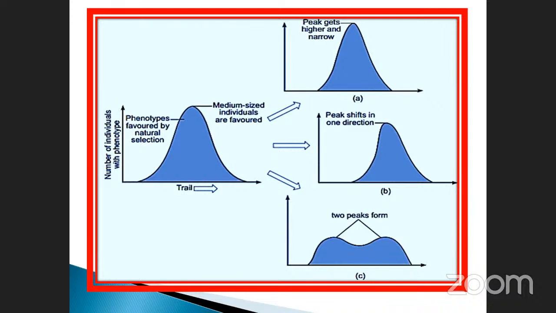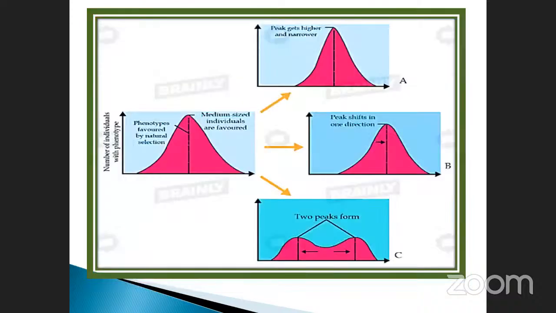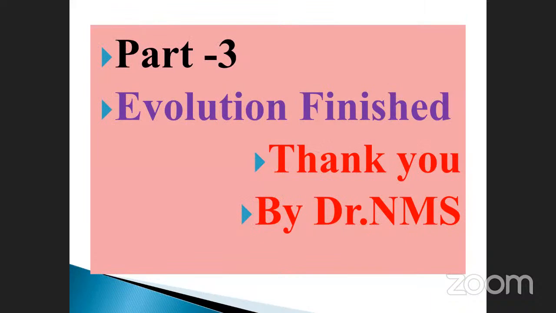Okay, these are all very, very important things. See that. Another one is also given the same things. The peak gets higher and narrower. The peak shifted in one direction. Two peaks form. So this is the end of part 3. Evolution part 3 is finished, and we will pass on to the next one, called evolution part 4.